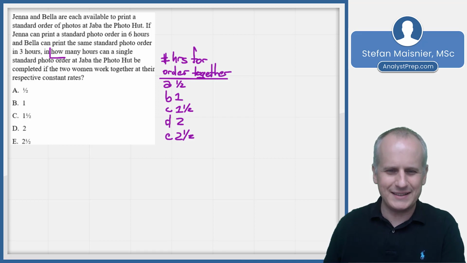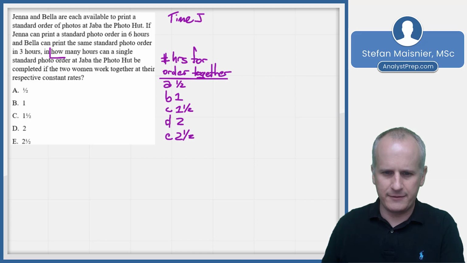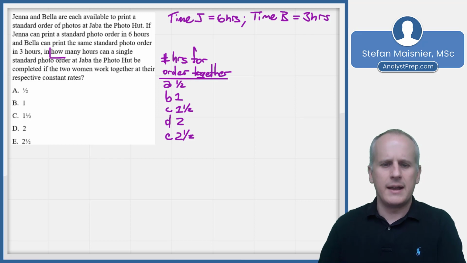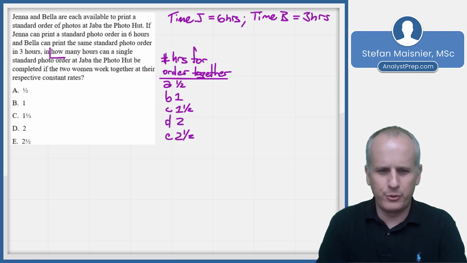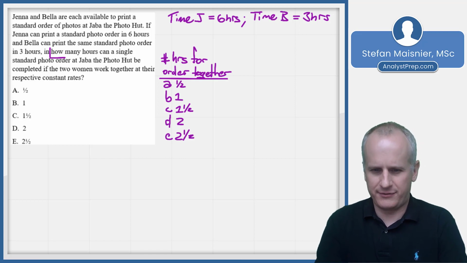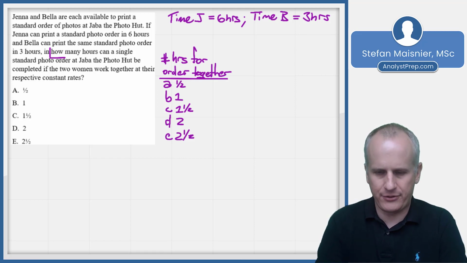So we set this up first, starting at the beginning. We learned that Jenna and Bella are each available to print a standard order of photos at Jabba the Photo Hut. If Jenna can print a standard photo order in 6 hours, okay, so the time for J is equal to 6 hours. And then Bella can print the same standard photo order in 3 hours. So we've got, okay, time for B is equal to 3 hours. And how many hours can a single standard photo order at Jabba the Photo Hut be completed if they work together? So we're looking for the combined hours together.